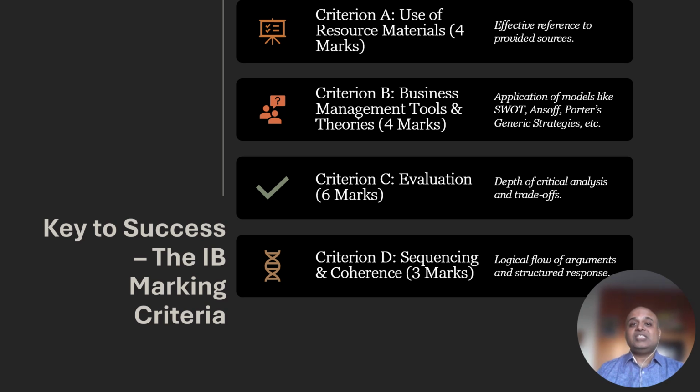Criterion D, sequencing and coherence for 3 marks. Imagine explaining your answer to someone who has no idea about business. Would they understand it clearly? Your ideas must flow logically. Each paragraph should connect smoothly to the next. A messy, unstructured response equals lost marks.